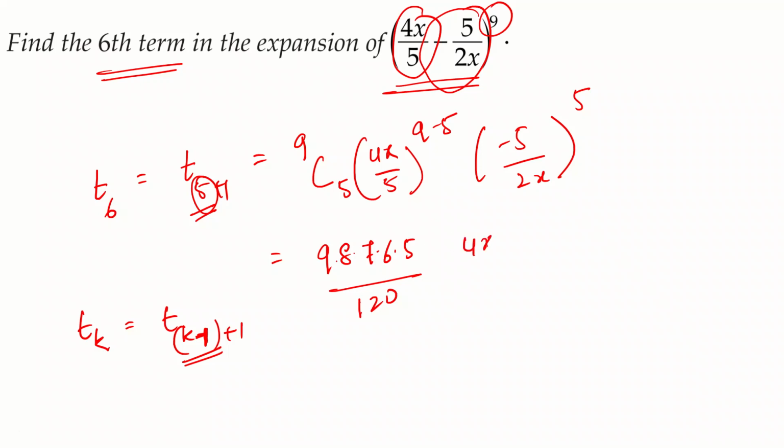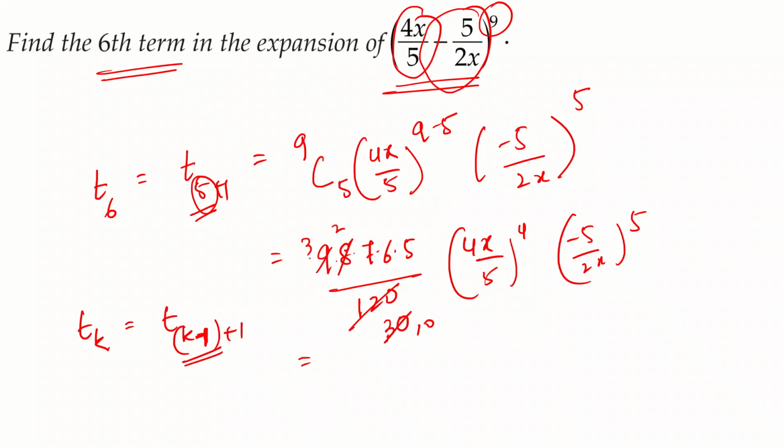So (4x/5)^4, and then minus (5/2x)^5. Now you'll have to simplify this. So let me do this for you, else you'll say okay, I'm not doing anything. So 4 3s are 12, 4 2s are 8, 3 10s are... 3 3s are 5, 2 and 10 cancel out. So what we are left with is 3 times 7 times 6, (4x/5)^4.